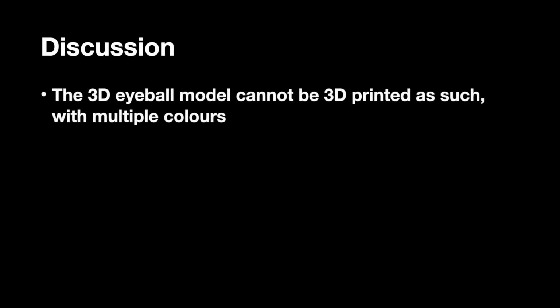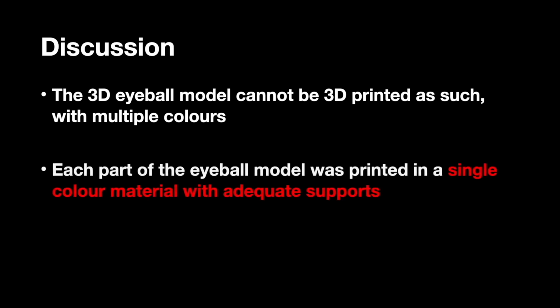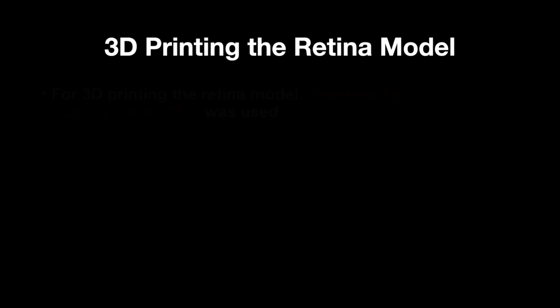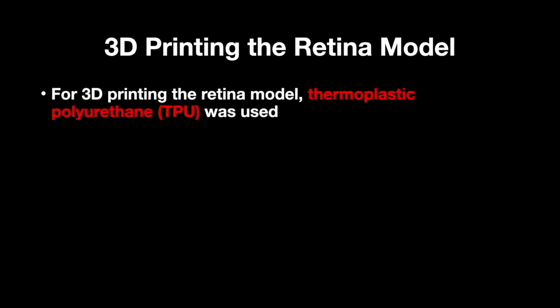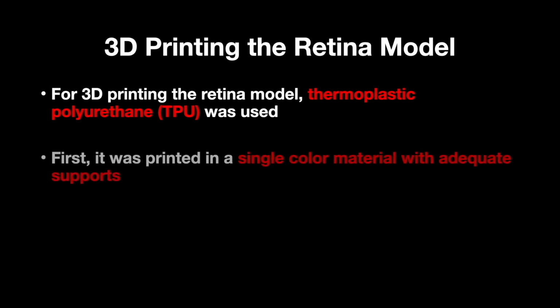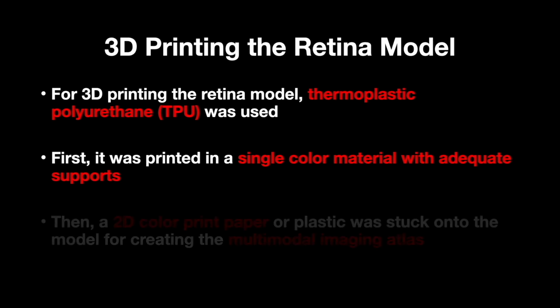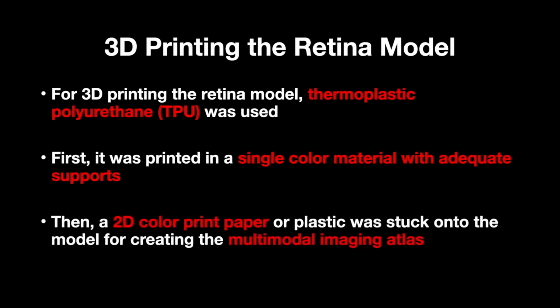The 3D eyeball model cannot be printed as such with multiple colors. Each part of the eyeball model was printed in a single color material with adequate supports. For 3D printing the retina model, thermoplastic polyurethane material was used. First, it was printed in a single color material with adequate supports. Then, a 2D color print paper or plastic was stuck onto the model for creating the multimodal imaging atlas.